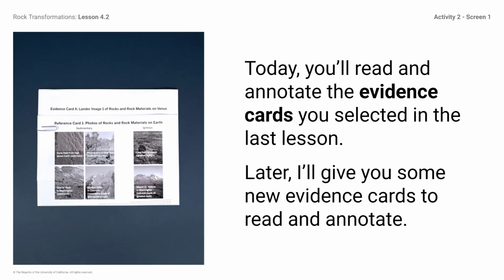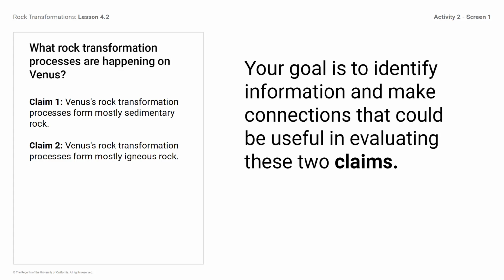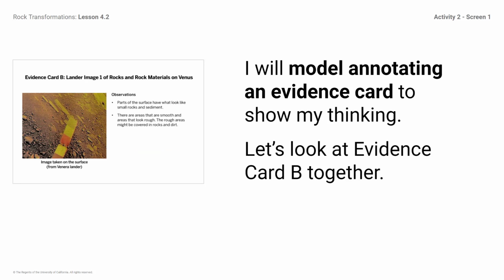Today, you'll read and annotate the evidence card you selected in the last lesson. Later, I'll give you some new evidence cards to read and annotate. Your goal is to identify information and make connections that could be useful in evaluating these two claims. What rock transformation processes are happening on Venus? Claim 1. Venus's rock transformation processes form mostly sedimentary rock. Claim 2. Venus's rock transformation processes form mostly igneous rock.